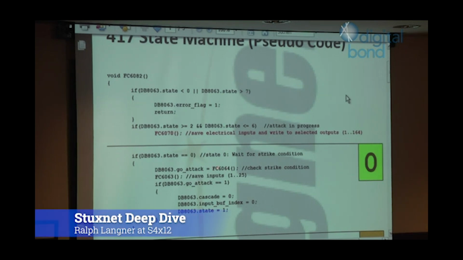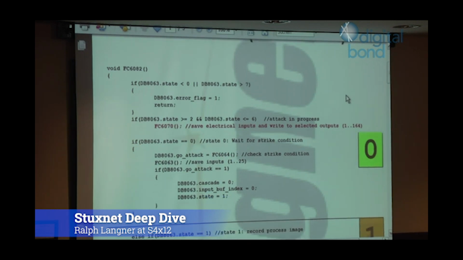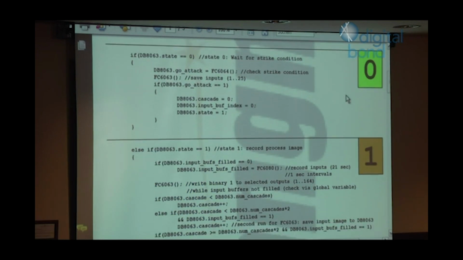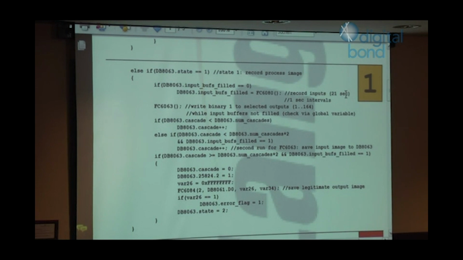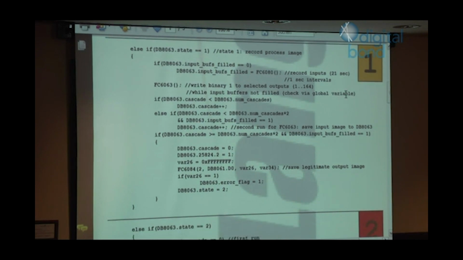Again, state 0, this is the initial state, and they're checking the strike condition by calling 6064. We'll go to that in a minute. Then in the next state, they are recording the process image for 21 seconds. And this information is later used to fake the input process image for the legitimate control logic.